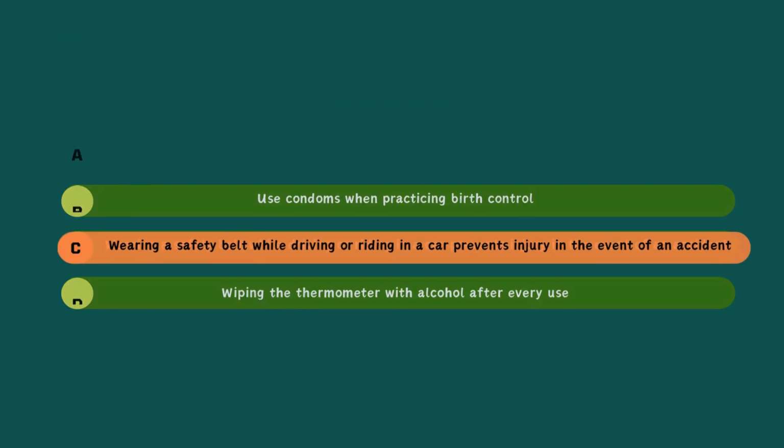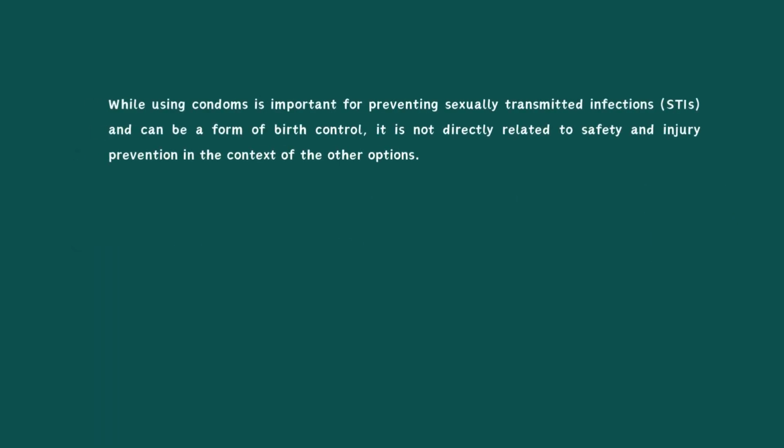an accident. While using condoms is important for preventing sexually transmitted infections and can be a form of birth control, it is not directly related to safety and injury prevention in the context of the other options.